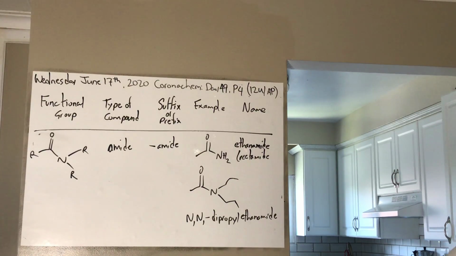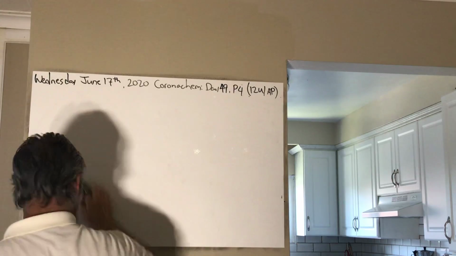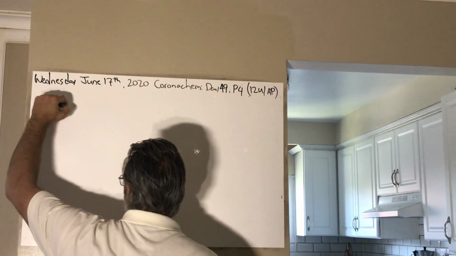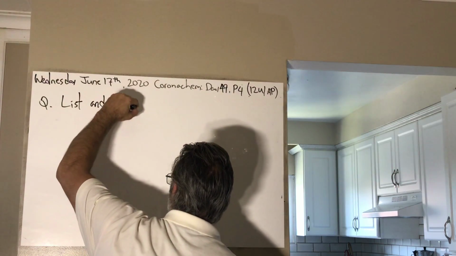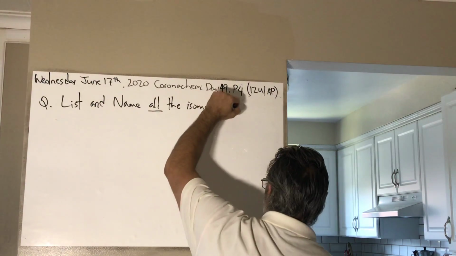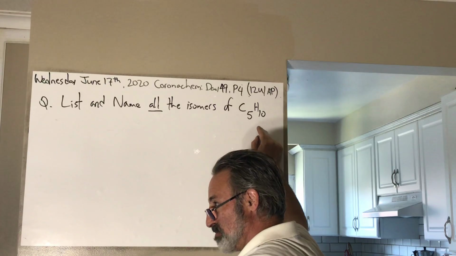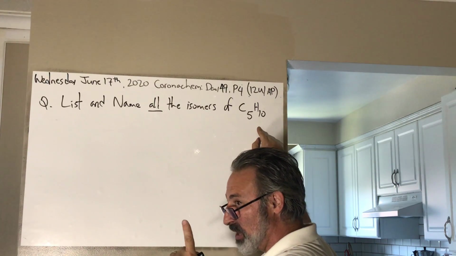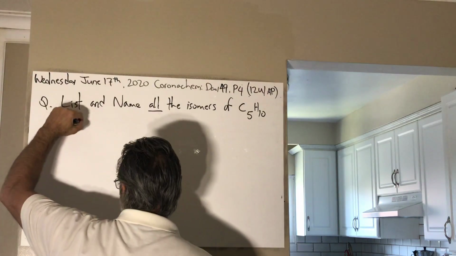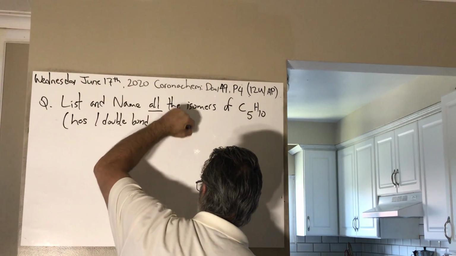What I'd like you to try for tonight's homework is, the answer is there if you can't get it, but what I'd like you to do is list and name all of the isomers of C5H10. Remember, this is not a saturated alkane. It's missing 2 hydrogens, which means it's either got 1 double bond or 1 ring. So here's your hint. Has 1 double bond or 1 ring. And I'll explain why tomorrow.